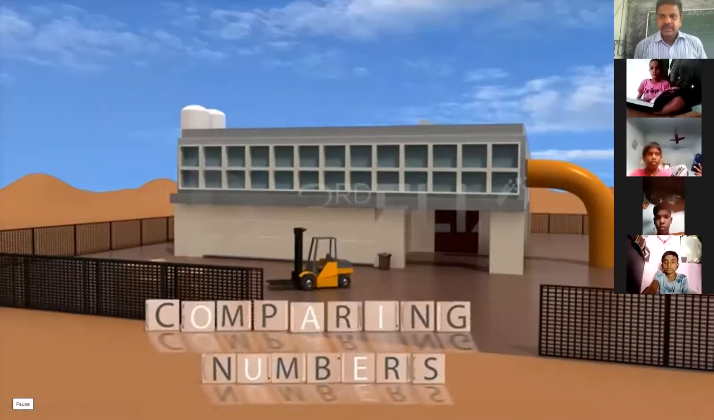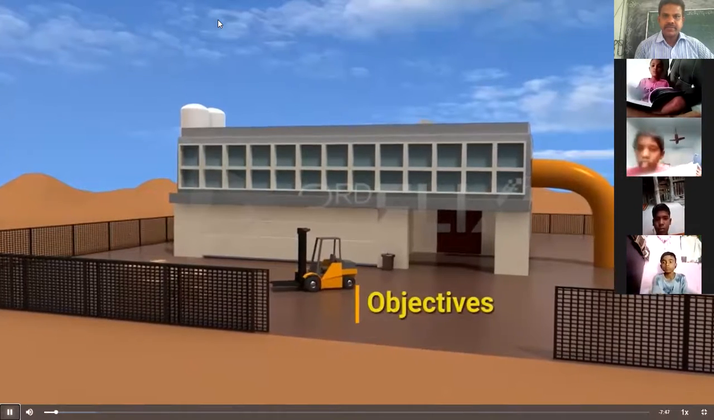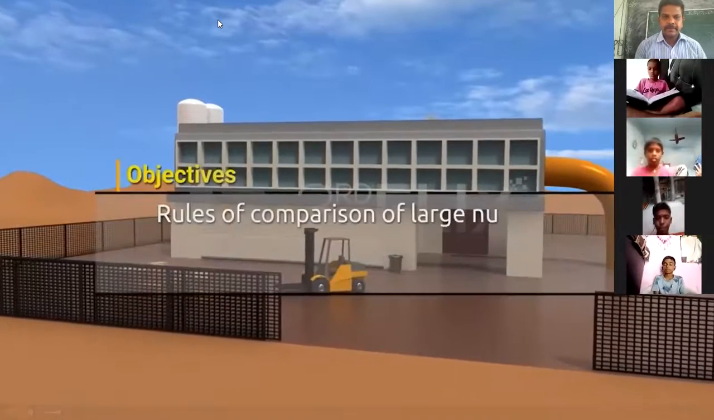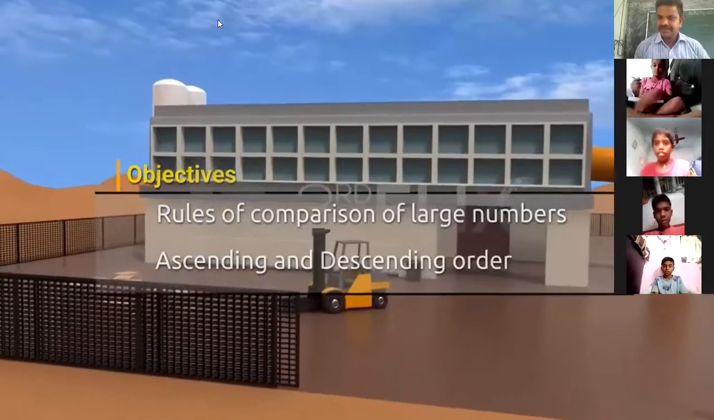Comparing numbers. Objective: rules of comparison of large numbers, ascending and descending order.